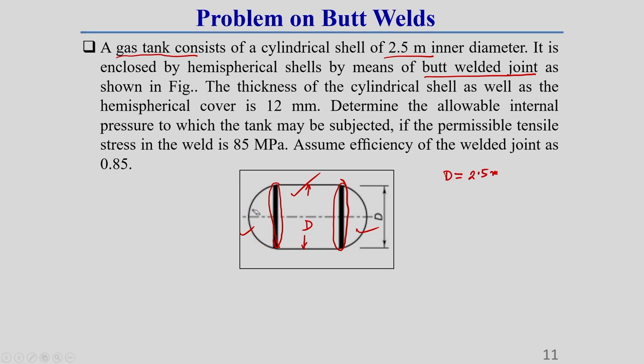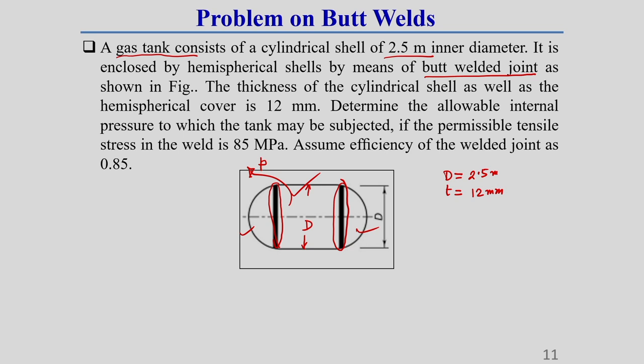Okay. Now, the thickness of the cylinder shell is given as 12 millimeter. Determine the allowable internal pressure to which the tank may be subjected. So, we have to find what should be the pressure, a small p, inside this tank, so that the weld should not crack, or this weld joint should not fail.